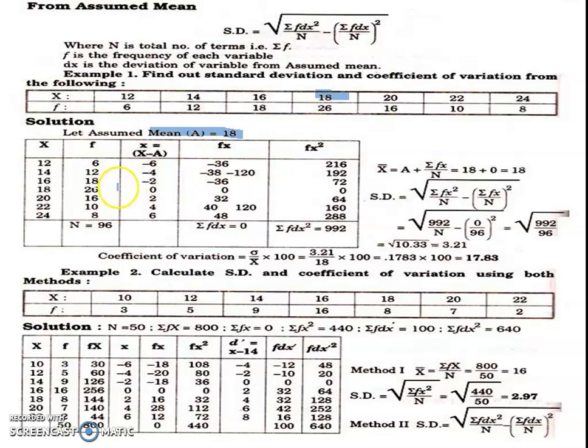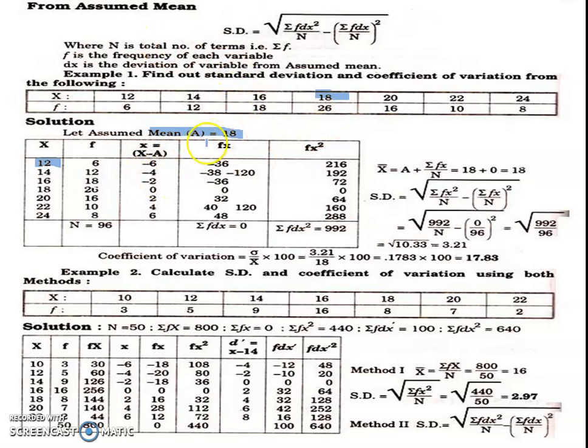That's why we subtract. Is it right? Assumed mean minus 6? No. We have to subtract from x. 12 minus 18, it is obviously minus 6. 14 minus 18 is minus 4. 16 minus 18 is minus 2. 18 minus 18 is 0. 20 minus 18 is 2. 22 minus 18 is 4. 24 minus 18 is 6.